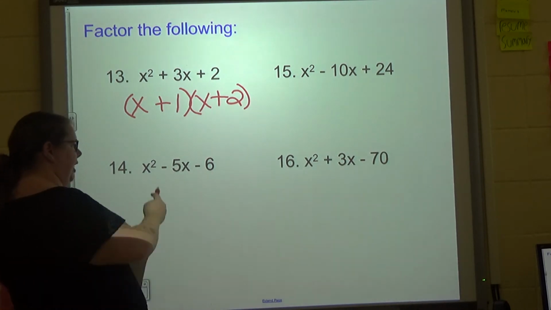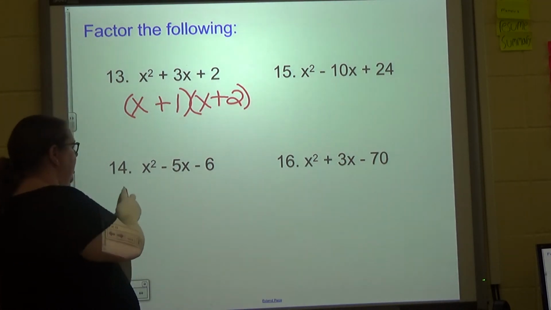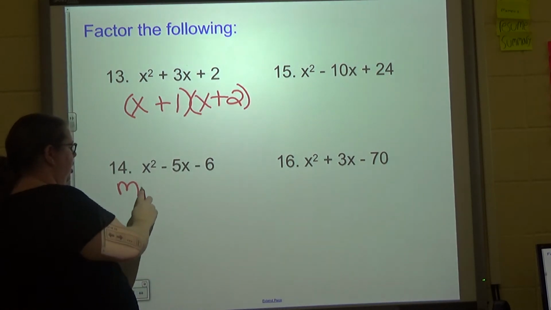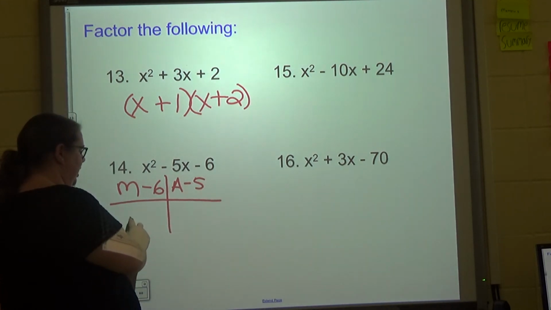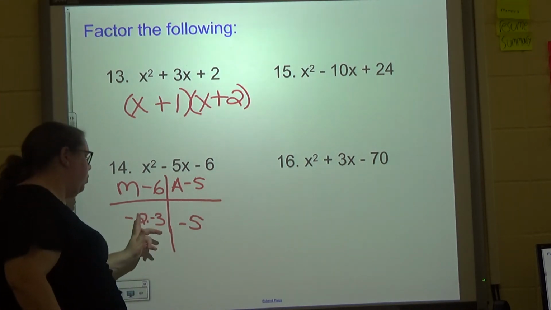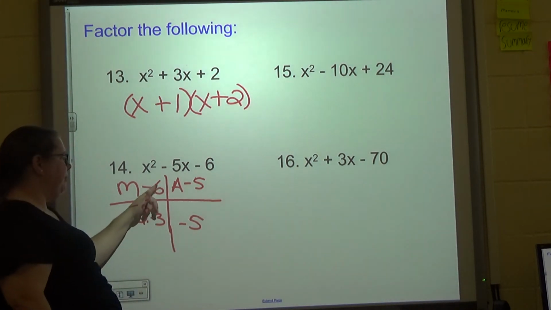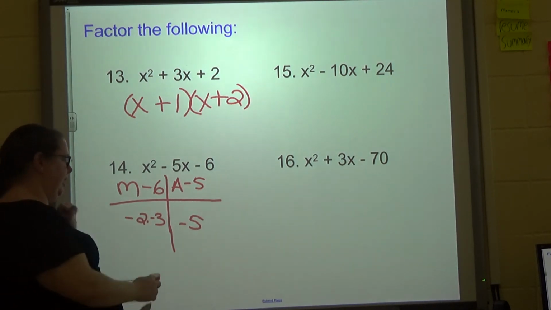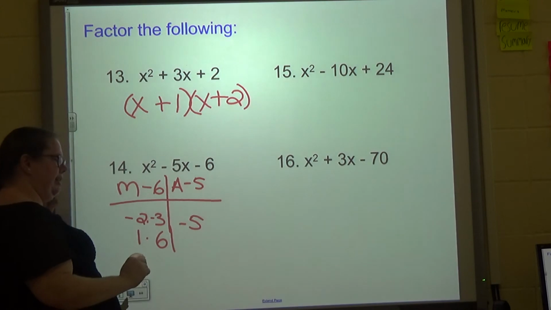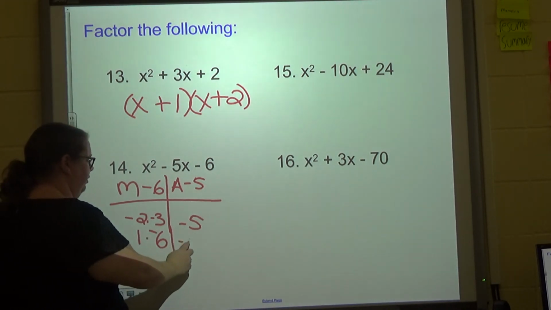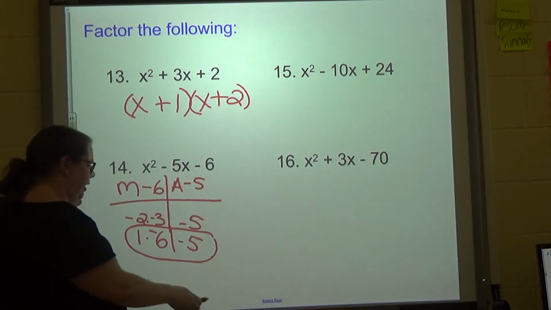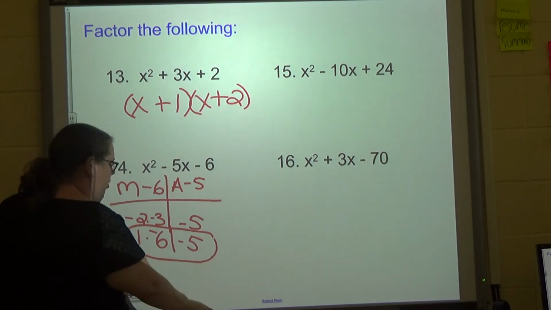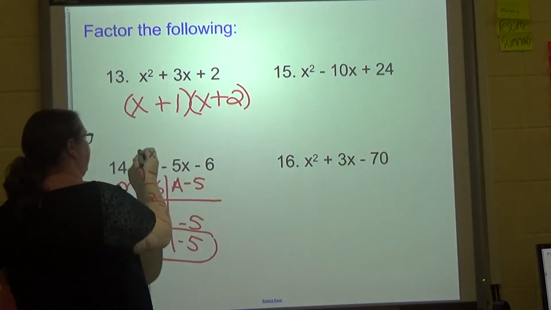14, now I'm going to write this one out actually. This one a lot of students get wrong. I get a lot of crazy answers. You're multiplying to negative 6 and adding to negative 5. I get a lot of negative 2, negative 3. Think about why that's wrong. What is negative 2 times negative 3? It's positive 6. I need this to be negative 6. So the answer is actually 1 times 6, where my 6 is negative, right? So be careful with these. There's a few that are pretty tricky, and that's one of them. So my answer is x plus 1, x minus 6.